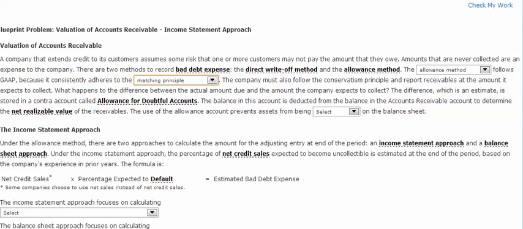What happens to the difference between the actual amount due and the amount the company expects to collect? The difference, which is an estimate, is stored in a contra account called the allowance for doubtful accounts. The balance in the account is deducted from the balance of the accounts receivable account to determine the net realizable value of accounts receivable. The use of the allowance account prevents assets from being overstated on the balance sheet. So we're going to have the allowance, which is the contra account, and brings it down.